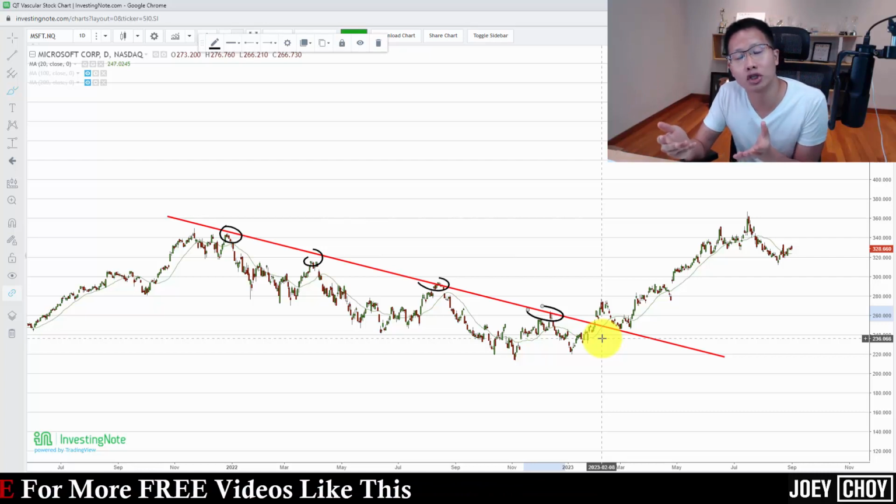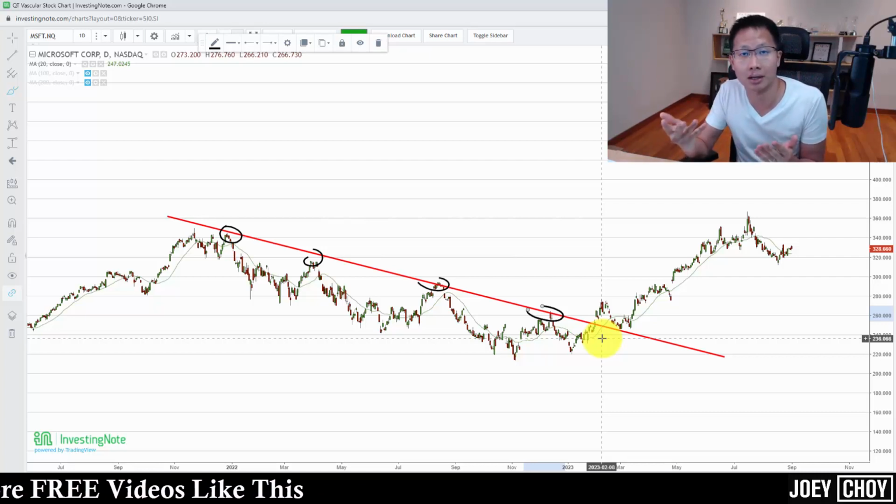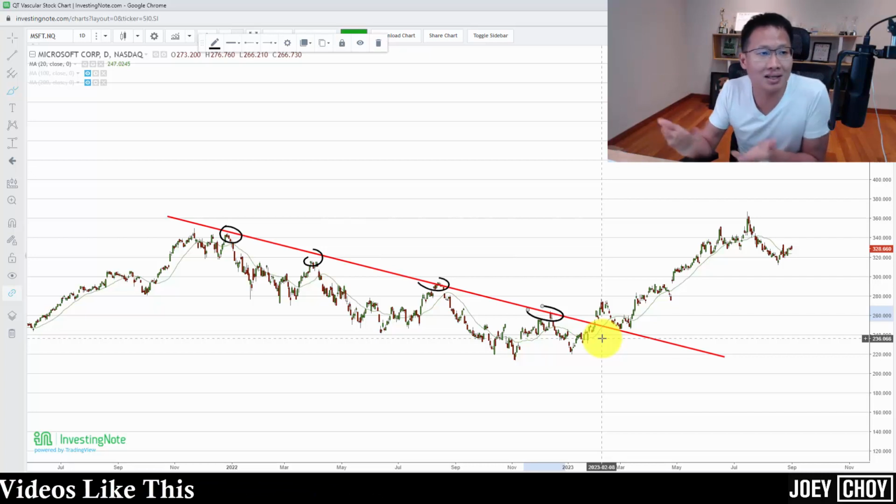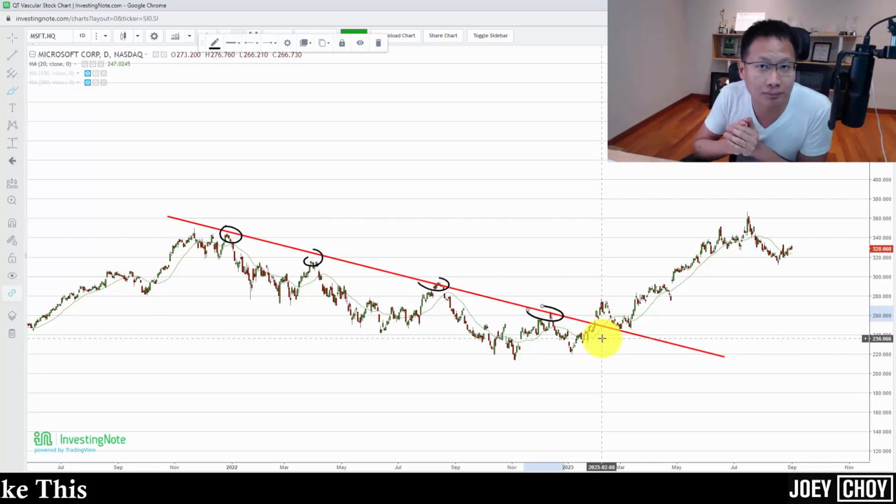You want to only buy stocks that show signs of a reversal from a downtrend to an uptrend, or at least they are already in an uptrend. Does it make sense? So this is the first method. You want to gauge the trend. You only want to think about buying stocks that are in an uptrend.